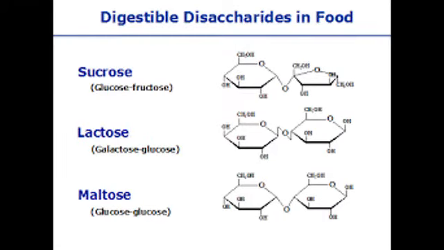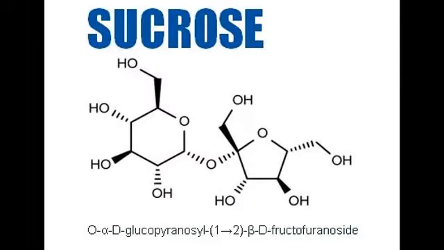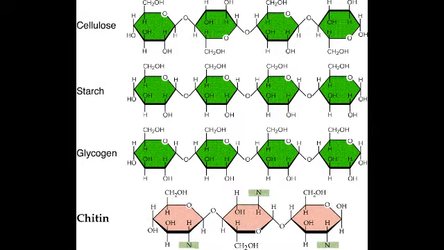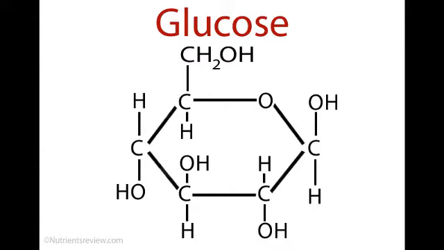Disaccharides are a combination of 2 monosaccharides produced by a condensation reaction. Sucrose, for example, is a disaccharide that is formed by glucose and fructose. Polysaccharides are complex carbohydrates that contain 12 or more monomers. There are 3 important polysaccharides: glycogen, starch, and cellulose. They all are composed of glucose subunits but have different properties and functions.